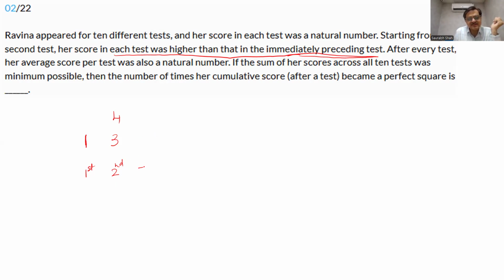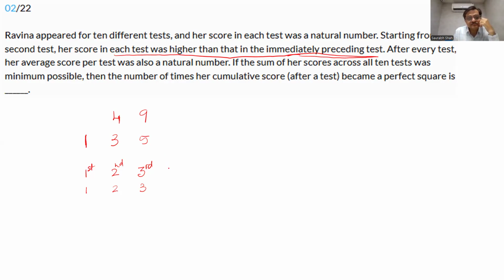Okay, let's start with the third test then. In the third test, the total should become a multiple of 3. I've already got a cumulative score of 4, and I need to add a number greater than 3 to make it a multiple of 3. 4 plus 3 is 7, 4 plus 4 is 8, and 4 plus 5 gives me a total of 9. 9 can be divided by 3 and the average becomes 3. Simply understand, the average of the first test is 1, the average of the 2 tests is 2, the average of the 3 tests is 3. So there also we have a pattern. So after the fourth test, the average should be 4.